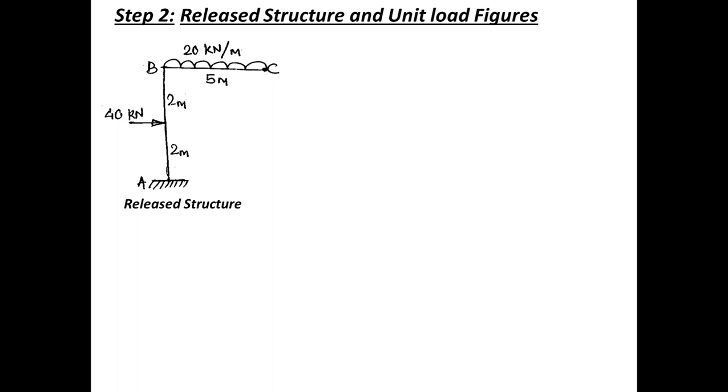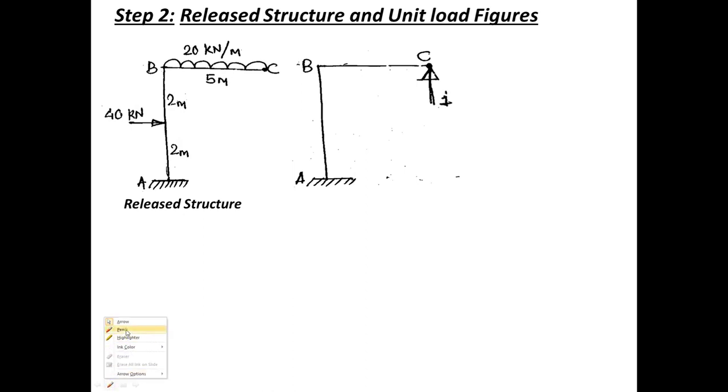Now we have to draw unit load figures. To draw the unit load figure, remove all external load from the given frame, UDL as well as point load. Remove all external load and apply unit load one by one. So if you look at this figure, we have removed all external load and applied unit positive vertical force at C. Positive vertical force at C. So this figure is called RCV equal to 1. So our first unknown is RCV. We have applied unit load at point C in positive y direction.